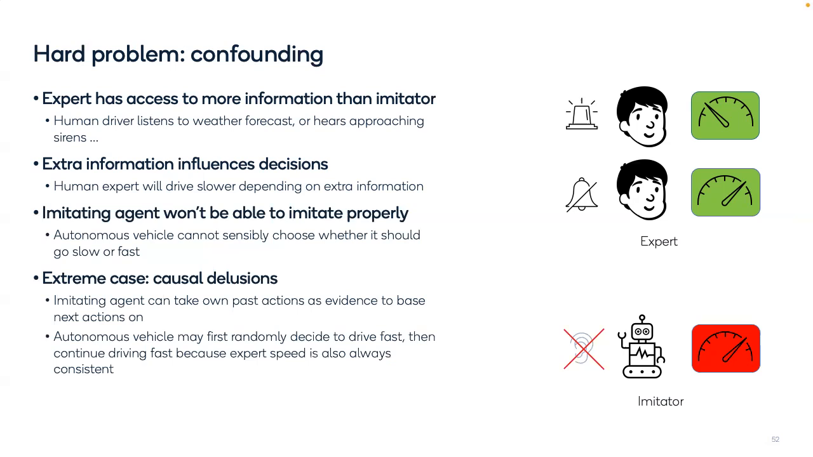It's known as causal delusion. So you take your own past action as the imitator as evidence to base future actions on, even though the past action was ill-informed and not actually based on the same input that the expert had. So this feels maybe a little bit construed, and we're still in the process of figuring out how widespread this problem is in real life autonomous driving situations. But this is definitely a problem that doesn't go away with infinite data. If you have this information asymmetry between the expert and the imitator, you have a problem, and this problem may even get worse when you train more.